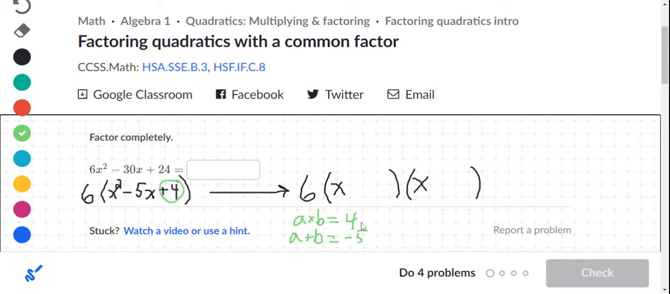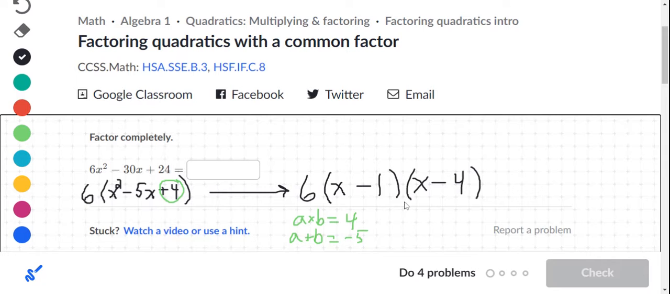All right, so if we think through things that go into 4, it'd be 1 and 4, 2 and 2. And the only way to make that work would be if we had 1 and 4. But remember, they also have to add up to negative 5. So it can't be positive 1, right? It has to be negative 1, and it has to be negative 4.